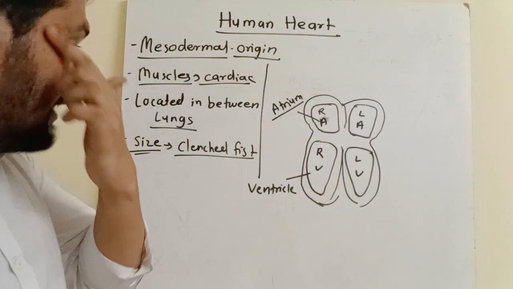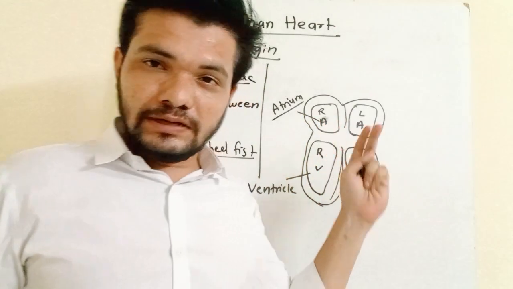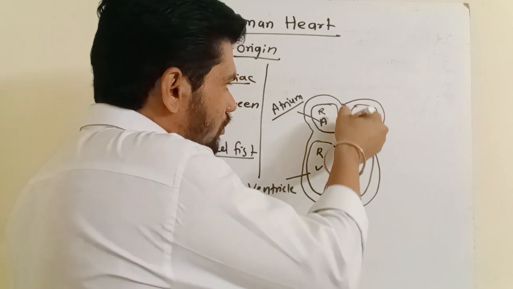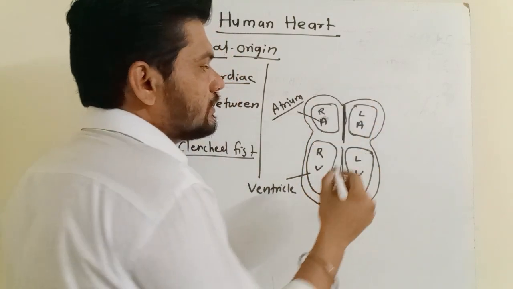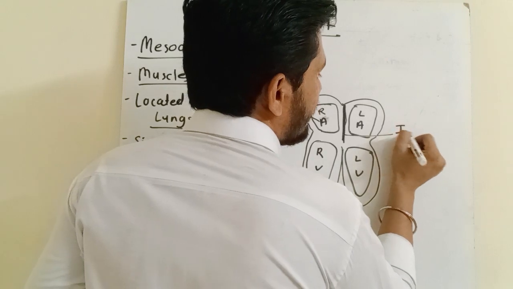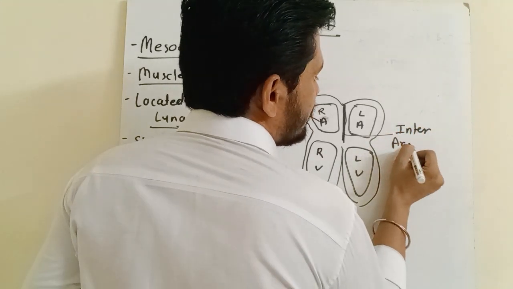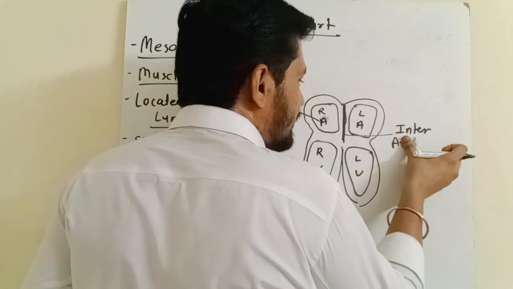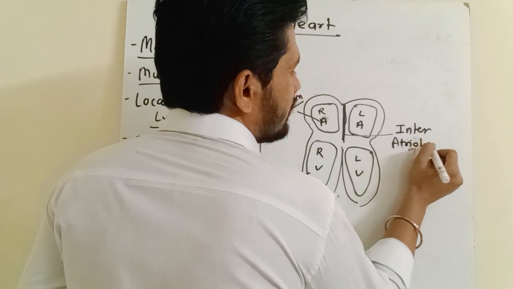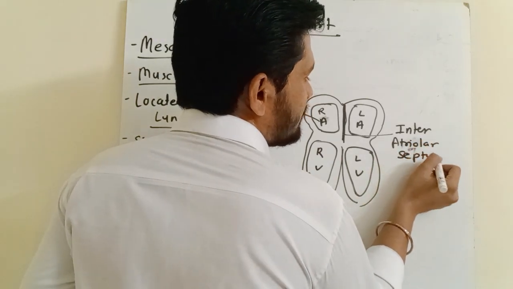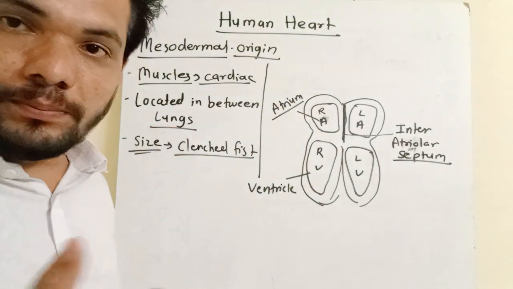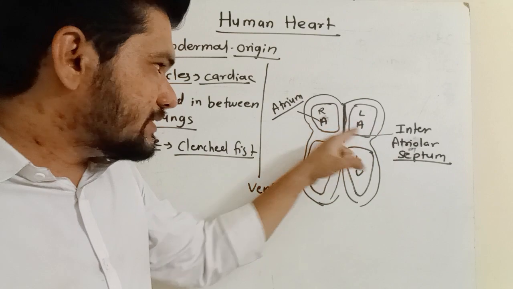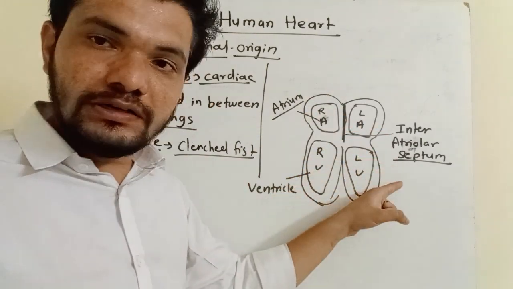Then these two atria, right and left atrium, are separated by a wall called the interatrial septum. Septum means a wall which separates two compartments. So this is interatrial because it is present between two atria, the interatrial septum.